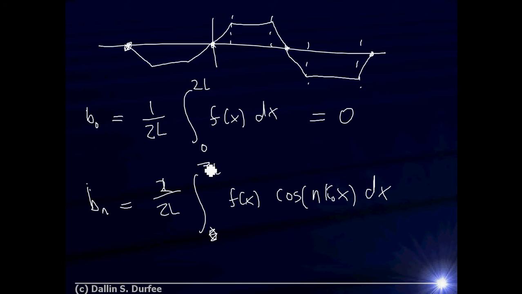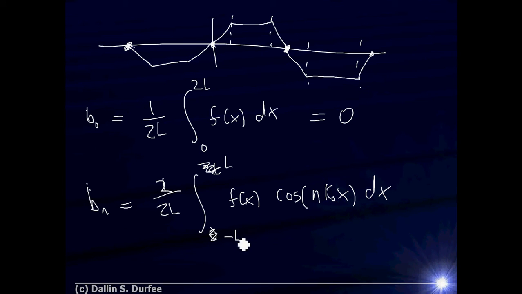So let's shift our integration limits to minus L to L. If I integrate from minus L to L, I'm integrating this times something even, so I'm integrating an odd function from minus L to L, right? My odd function is anti-symmetric about the origin.